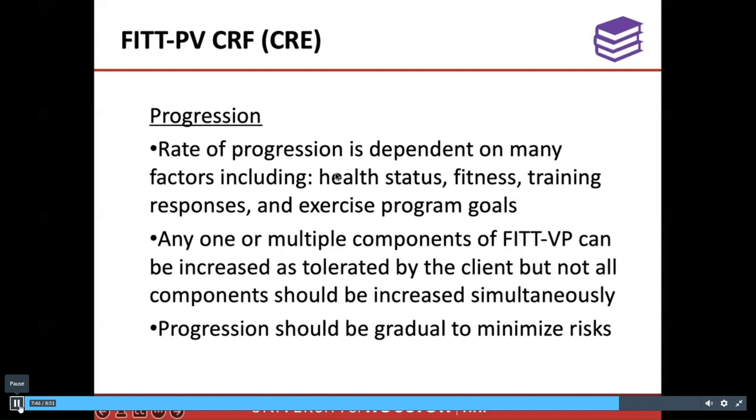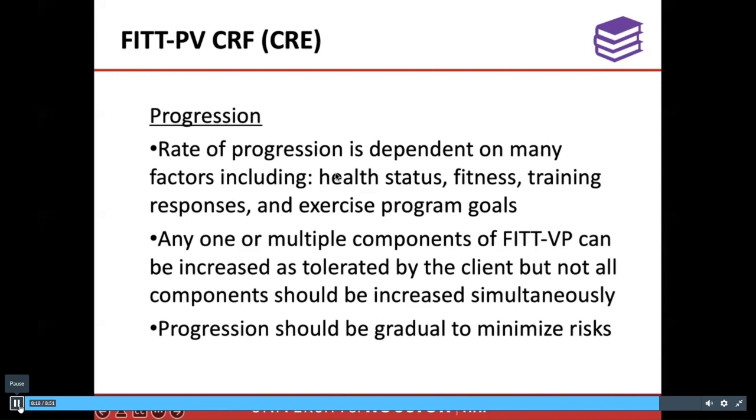Like everything else in their prescription plan, progression is individualized and specific to the individual. Any one or multiple components of the frequency, intensity, time, type can be modified to increase. So most commonly we increase intensity with people until we get them into a maintenance stage. But we can also do things like, with people that are severely deconditioned, maybe start them with 2 days per week because they need a little extra recovery time, and then we can increase the frequency.